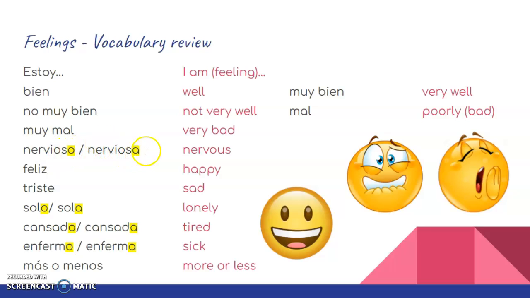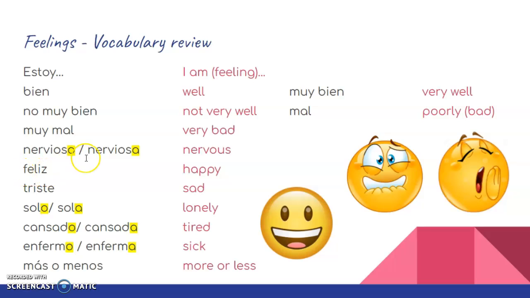And then we have nerviosa. If you're describing a girl, that is going to be an A ending. Yo estoy nerviosa. But Juan, he's a boy, would be nervioso. Él está nervioso. So if you're a boy, describe yourself as nervioso. If you're a girl, you describe it as nerviosa. That's how those adjectives in Spanish work.